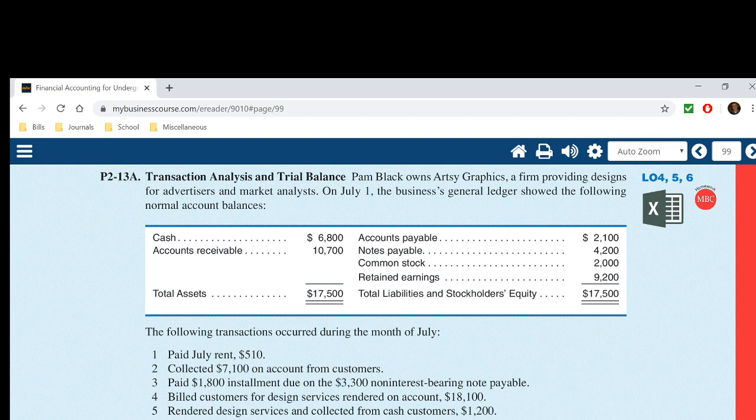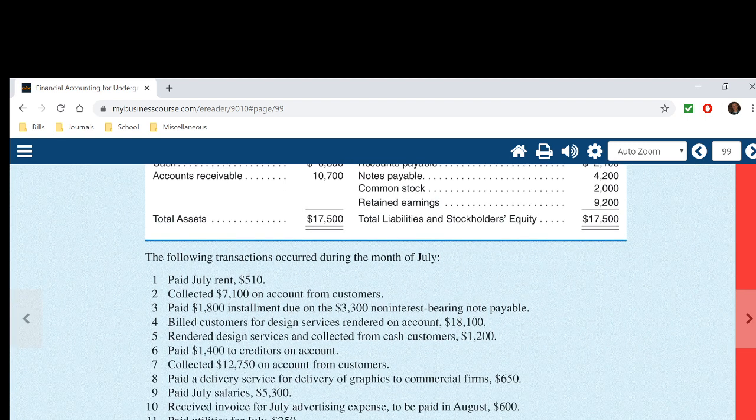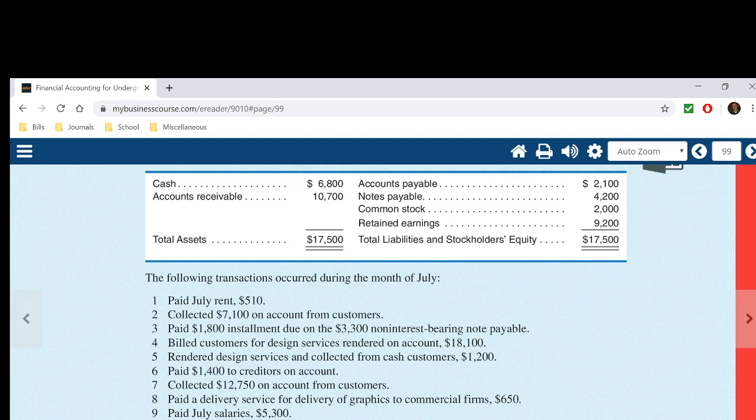All right, the next transaction: paid $1,800 installment due on the $3,300 non-interest bearing note payable. So we have this note payable. As of July 1st, we owe $4,200 to the bank in the form of a note payable, and we're paying $1,800 of it off. So $1,800 of this note payable liability should go down. And to make the liability go down, we're getting rid of cash, so cash should go down as well.